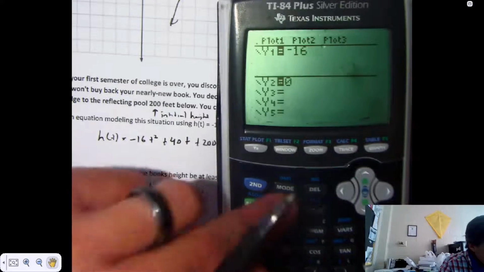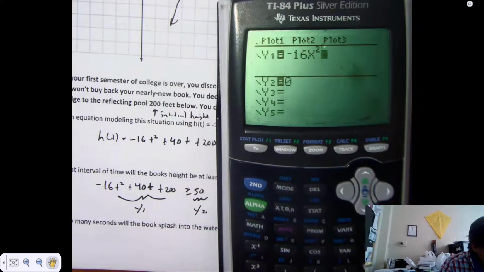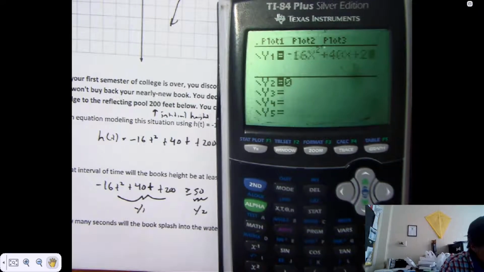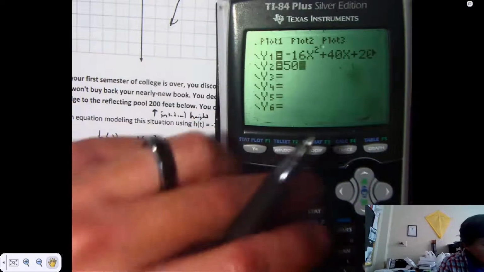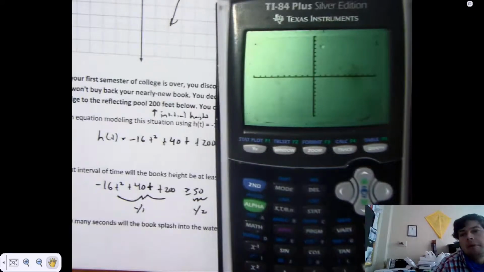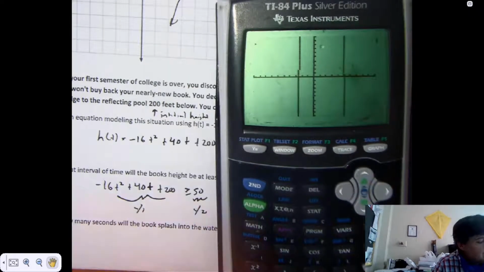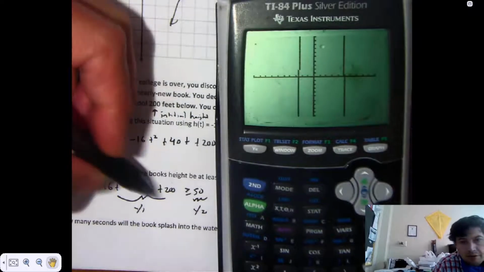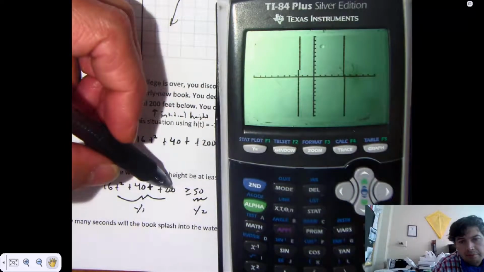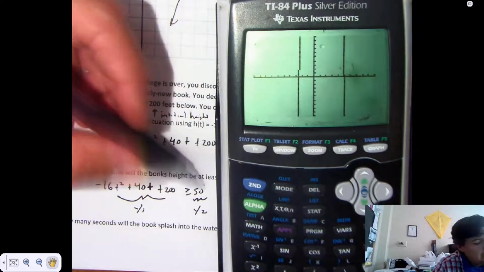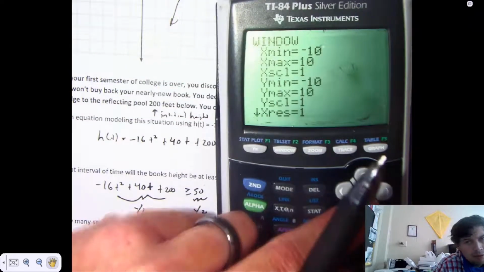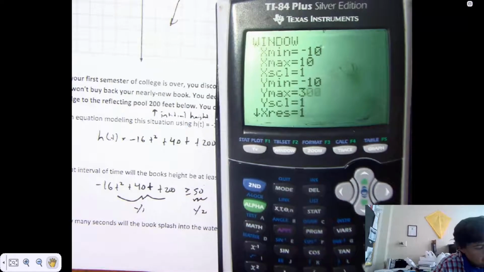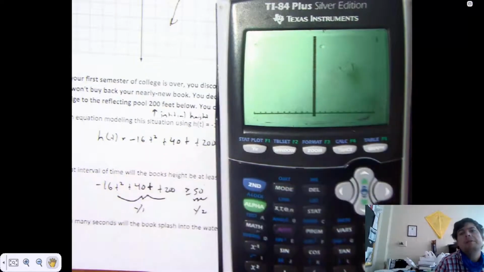And you should play along. I'm going to do a zoom 6. I'm not going to see anything. For one, this thing starts off with an initial height of 200. And we also have this 50 here. I'm going to play with my window. I'm actually going to look up to 300. So I changed my Y-max to 300.